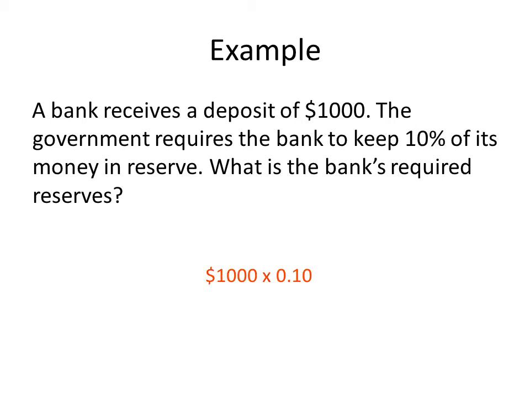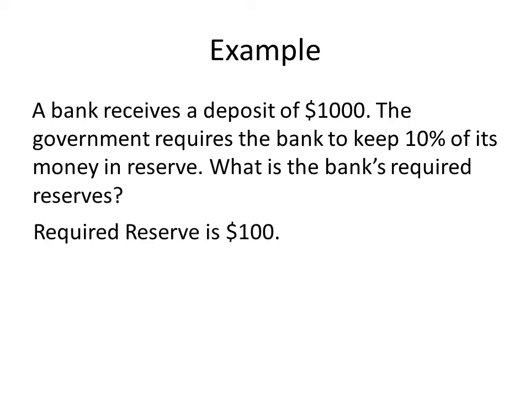Our next step is to multiply the amount of the deposit by the reserve requirement, or the required reserve ratio. In this case, we have 1,000 times 0.10, which means the bank is required to keep $100. Since we know that the required reserve is $100, the next thing we need to do is to find out the excess reserves.